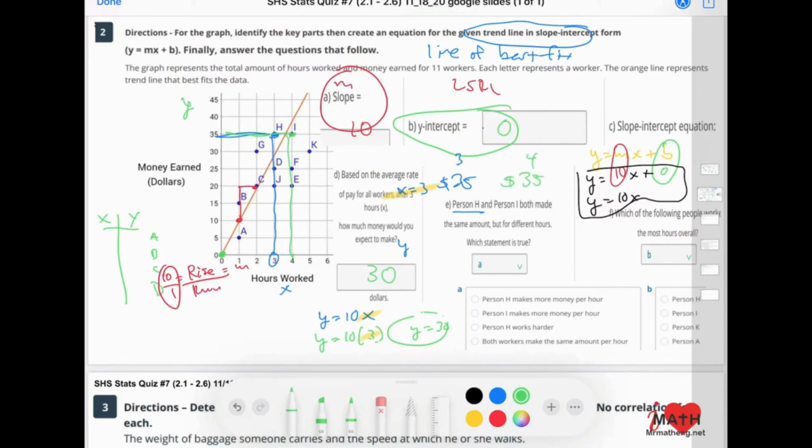Okay. Person H makes more money per an hour. False, because they both made same amount. Person I makes more money per an hour. So again, they're telling you, let me backtrack on that one. So yeah, this one would be money per an hour.